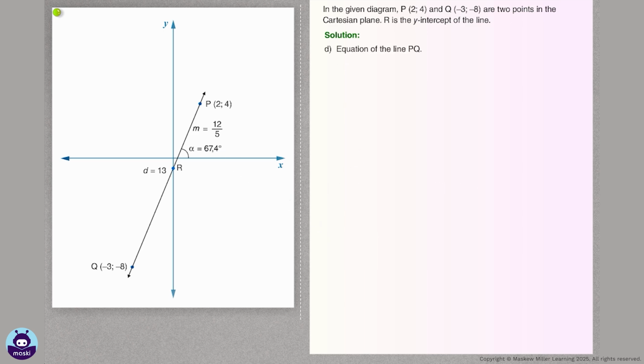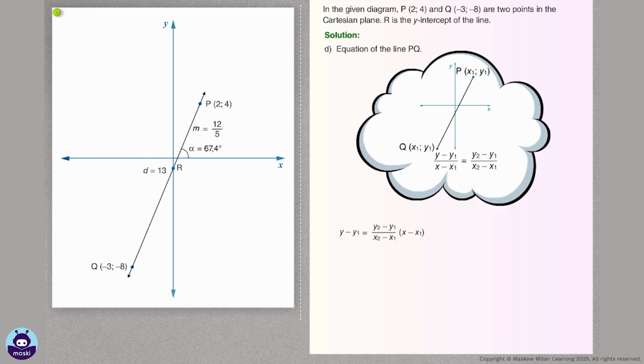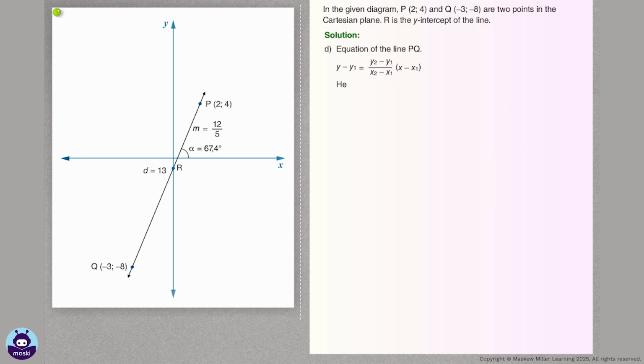Equation of the line PQ. If the coordinates of 2 points in a plane are known, then the equation of the line passing through the points can be formed using the 2-point formula. The formula can be rewritten as y minus y1 equals y2 minus y1 all over x2 minus x1 times x minus x1. Here, y2 minus y1 over x2 minus x1 is the gradient of the line, which is equal to m equals 12 over 5.